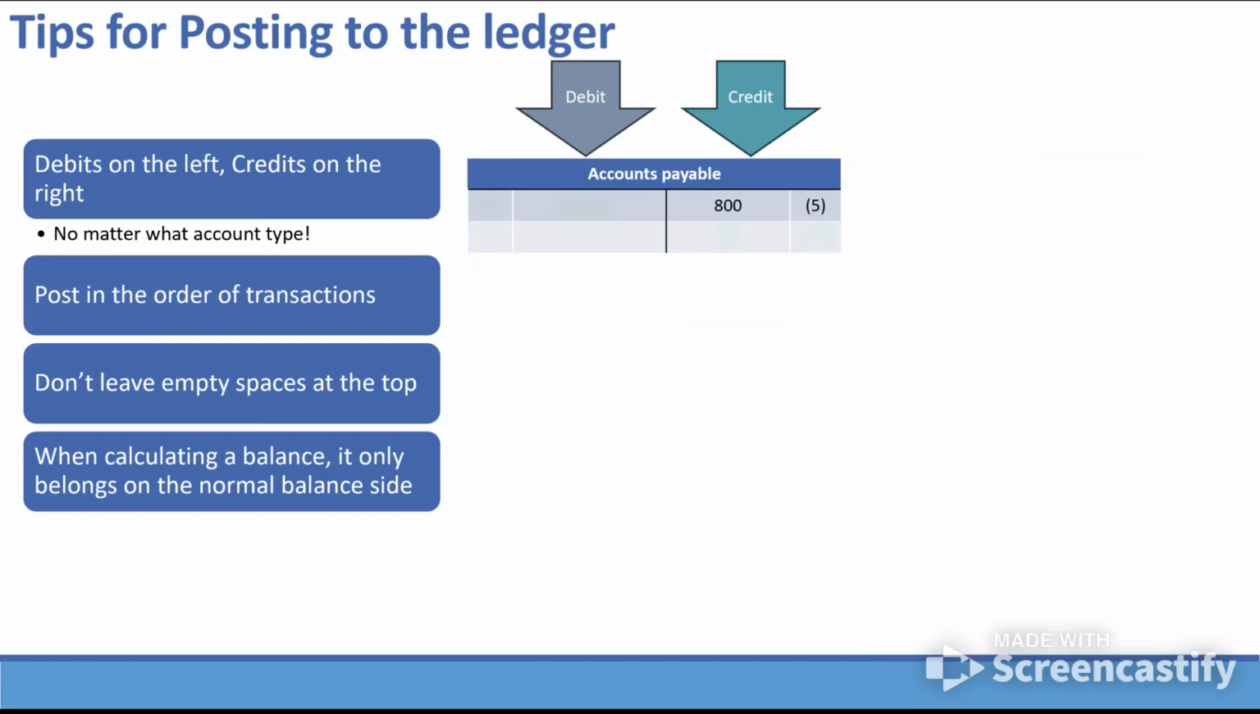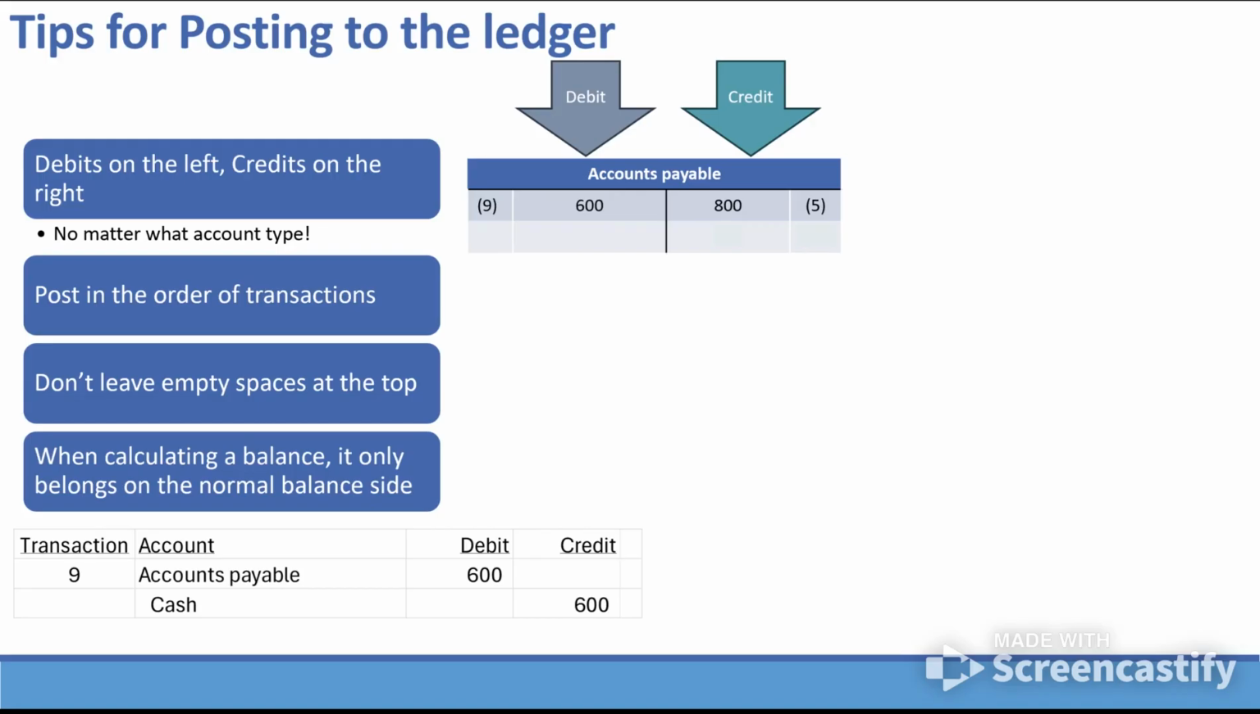Now, all of these rules are true for all types of accounts. So here I have accounts payable. Again, the left side is the debit side, the right side is the credit side. In transaction 5, we credited that account because we owed some money. Let's add another transaction here where we're paying off part of what we owed. So we would debit accounts payable, credit cash.